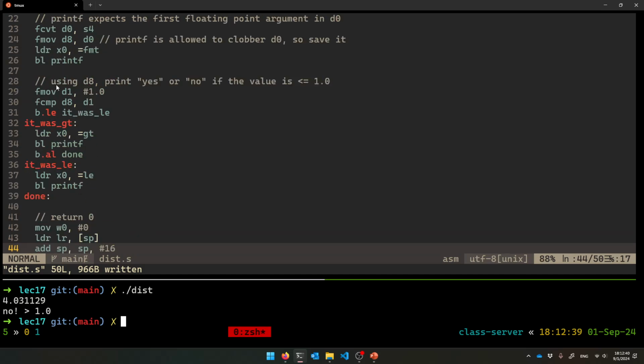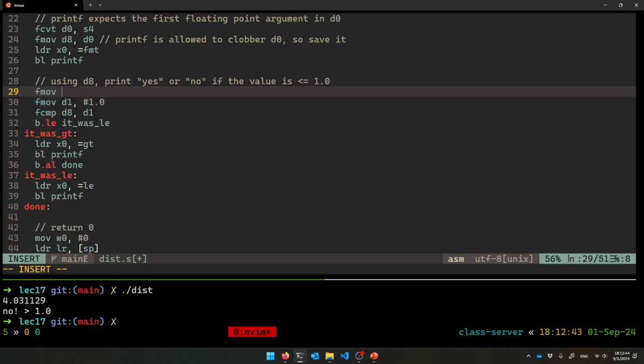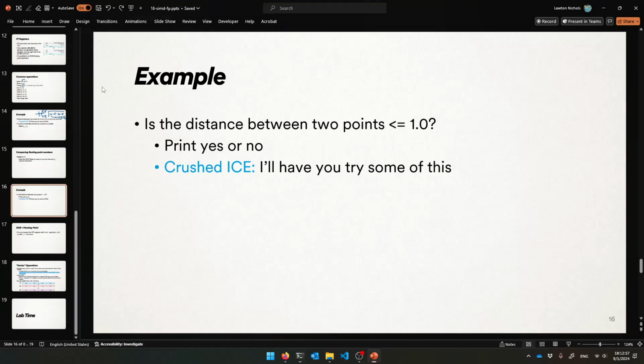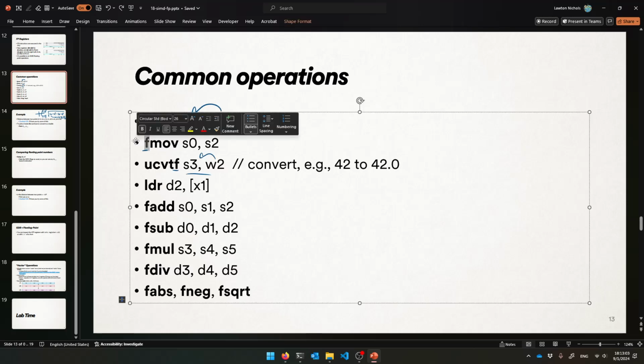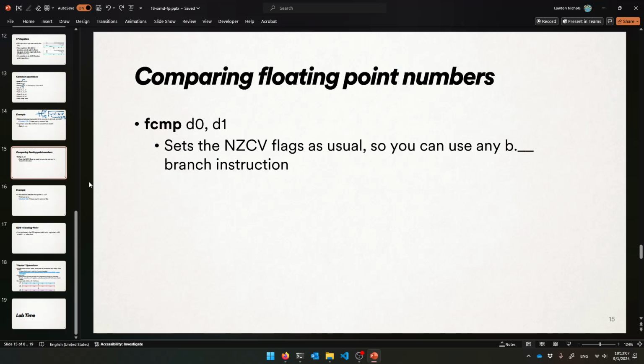If I hard code something else for a split second, f move into D8, I don't know, 0.5, just for fun, then it is yes. So cool. This seems to be working. Nice. And so yeah, it's not really too bad, is it? It's just new registers, but the operations that you would expect, though they start with F's now, are very similar to what you know, which is really good news.